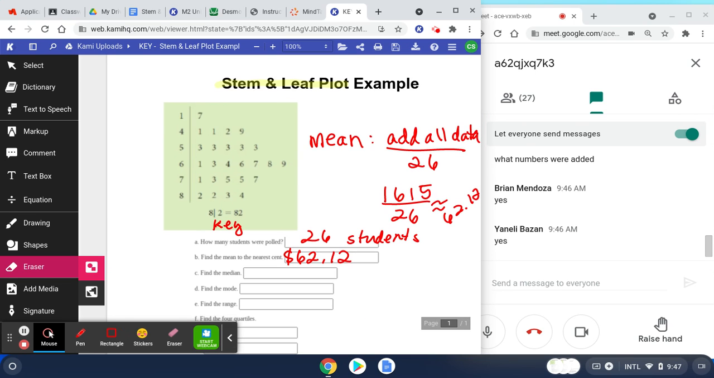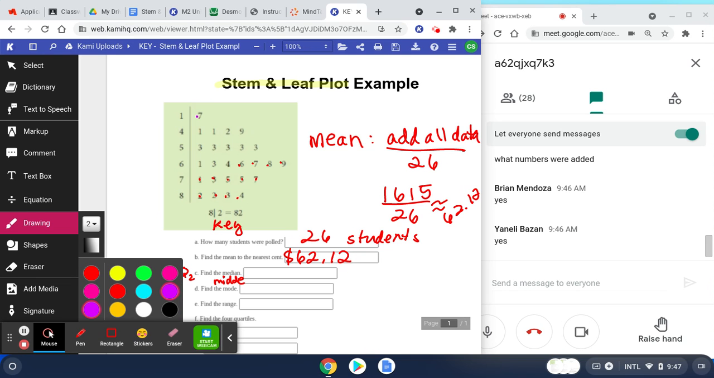Okay, the median is the middle, right? 6 letters in the word median, 6 letters in the word middle. They both start with M. And we also know that the median is our Q2. So finding the median, half of 26 is 13. 1, 2, 3, 4, 5, 6, 7, 8, 9, 10, 11, 12, 13. And if I count from the other way, 1, 2, 3, 4, 5, 6, 7, 8, 9, 10, 11, 12, 13, I've got to go right in the middle of those two.